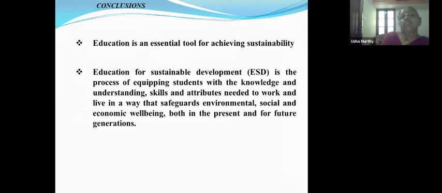I can say that education is an essential tool for achieving environmental sustainability. That is basic awareness. Each individual should have awareness to achieve this sustainability. Education for sustainable development is a process for equipping students with the knowledge, understanding, skills and attributes needed to work in a way that safeguards the environmental, social, and economic well-being, both for the present and for future generations. This is the most important thing.